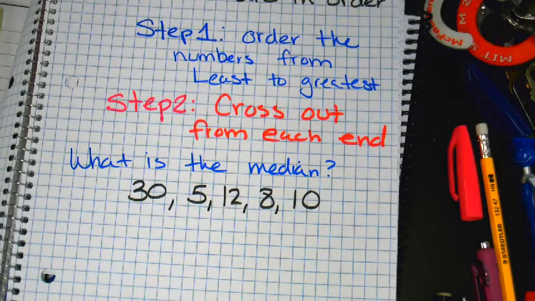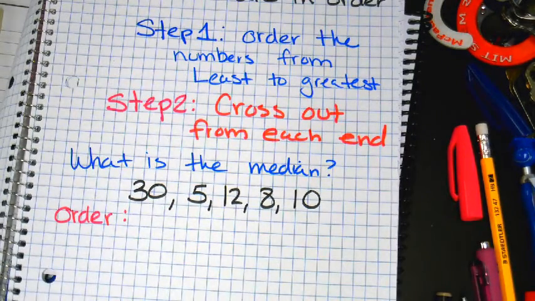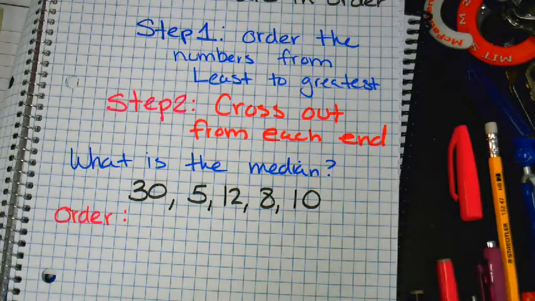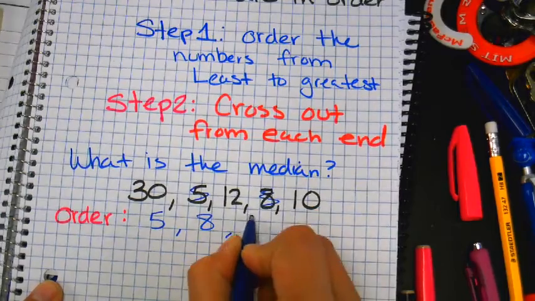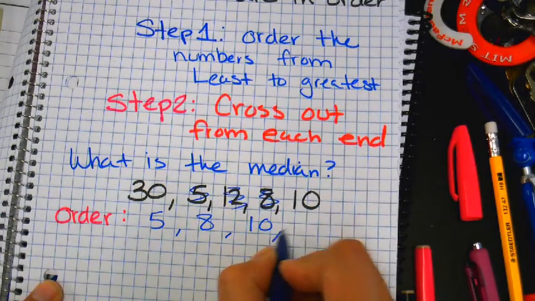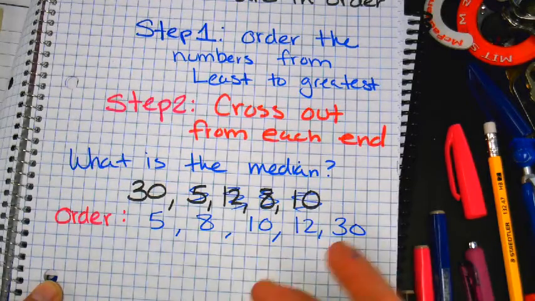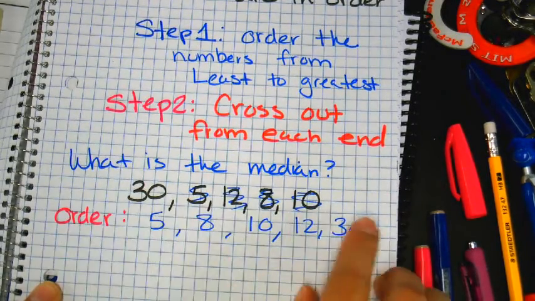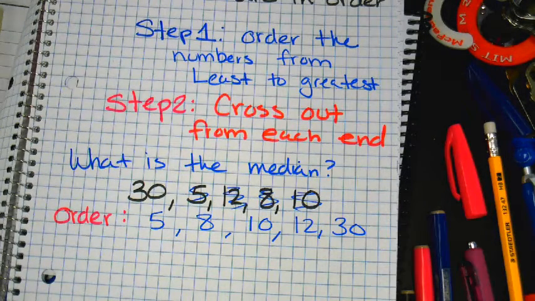All right. So what's the first step? We have to put them in least to greatest. So put them in order. 5, 8, 10, 12, 30. I always count 1, 2, 3, 4, 5. Right? Because sometimes, especially when there's a lot of numbers, we tend to skip one. Okay. We put them in order? Yes. Now the second thing we're going to do is cross them out.